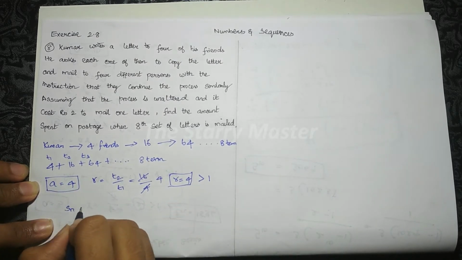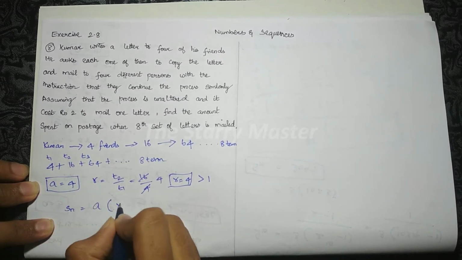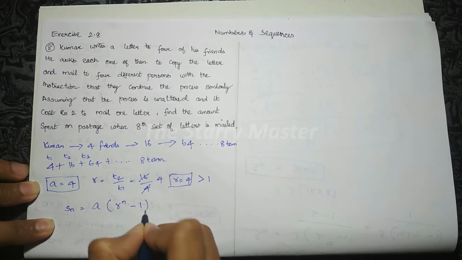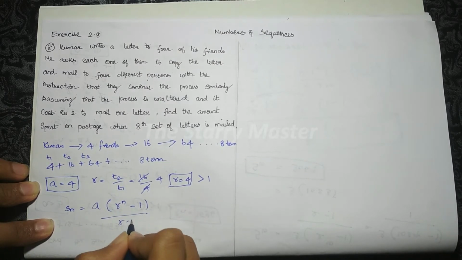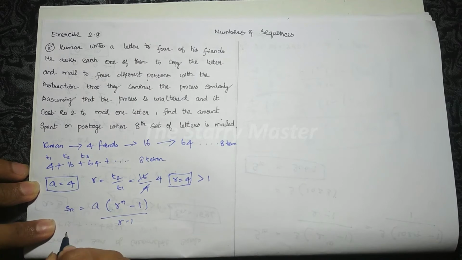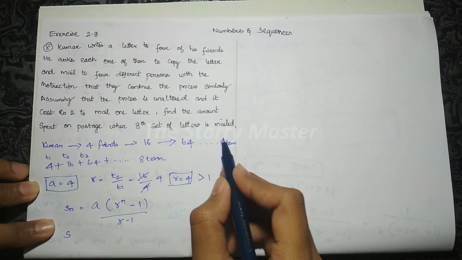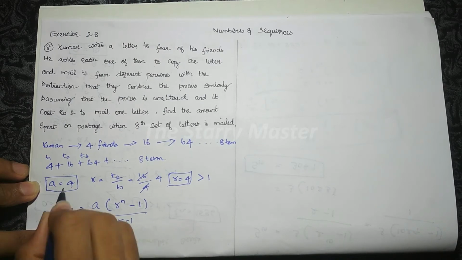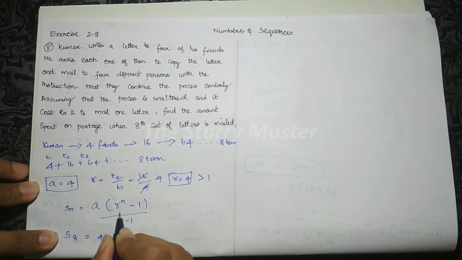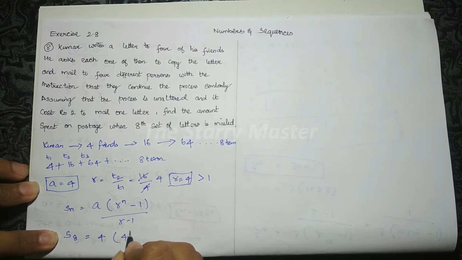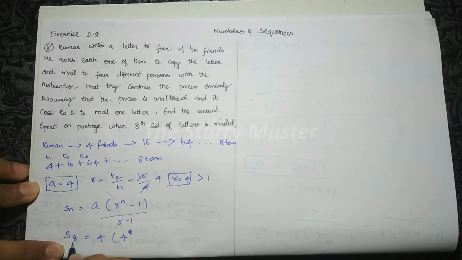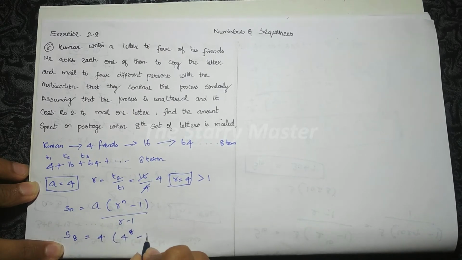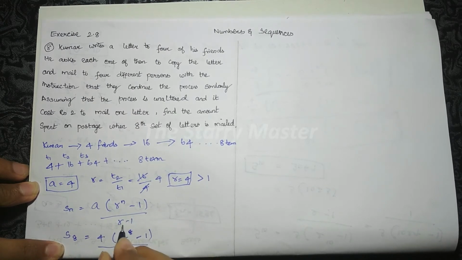So we have the formula Sn is equal to a into r power n minus 1 by r minus 1. We have to find the 8th term, so S8: the a value we know is 4 and the r value is also 4, power n we have 8. In place of n we write 8 now, so r power n is 4 power 8, minus 1, by r value 4 minus 1.